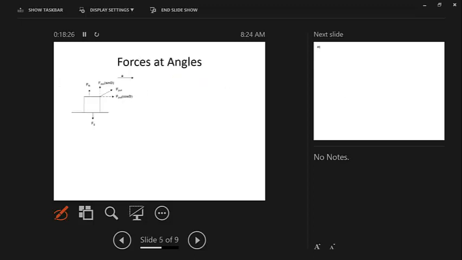Forces at angles. It's a beautiful, beautiful thing. What do you think we have to do when a force is at an angle? Let's draw it first. You have to find it in the X and the Y. Sine and cosine. It's a beautiful thing. The dotted lines: this is F pull sine theta, and this one's F pull cosine theta.